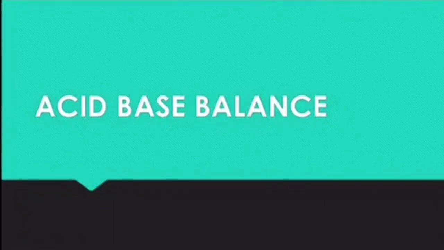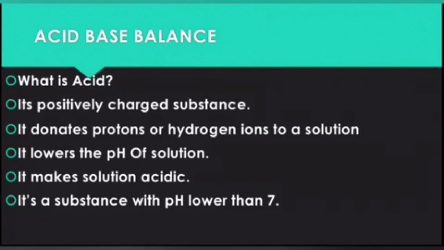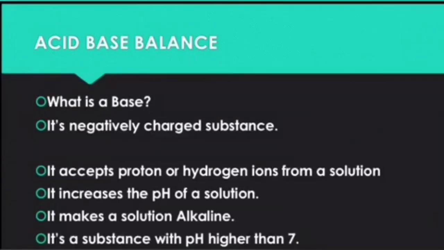In the last video we saw what is pH. Now in a series of videos we will see how acid-base balance is maintained in our body. But before going to it, let us see what are acid and alkali. So what is acid? Acid is a positively charged substance which donates protons or hydrogen ions to a solution. It lowers the pH of solution and makes it acidic. It is a substance which has pH lower than 7.